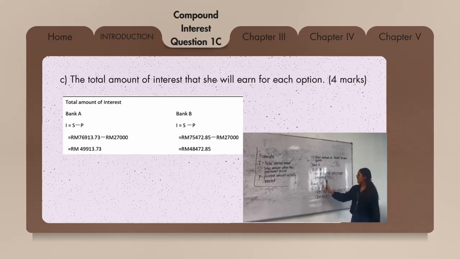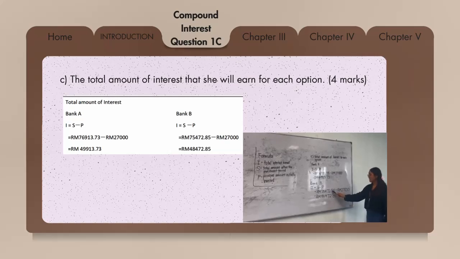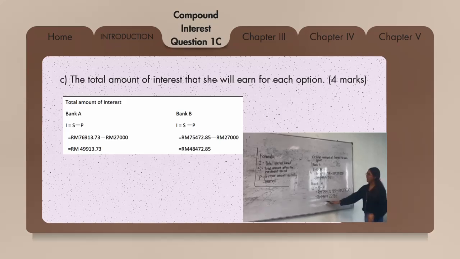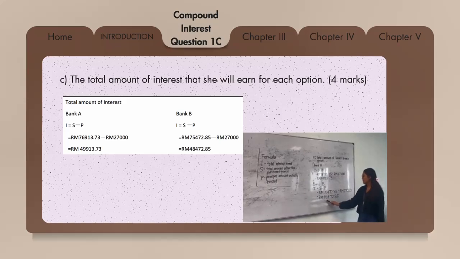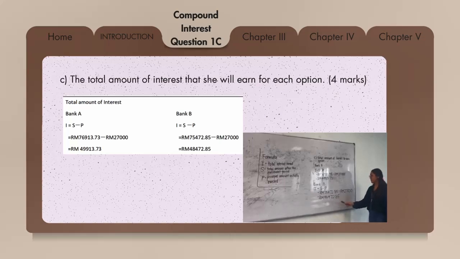For bank B, I equals S minus P. So I equals 75,472 ringgit and 85 cents minus 27,000 ringgit, which equals 48,472 ringgit and 85 cents.